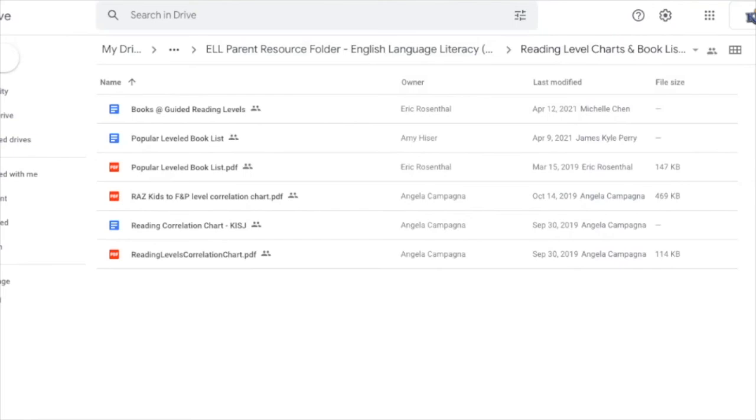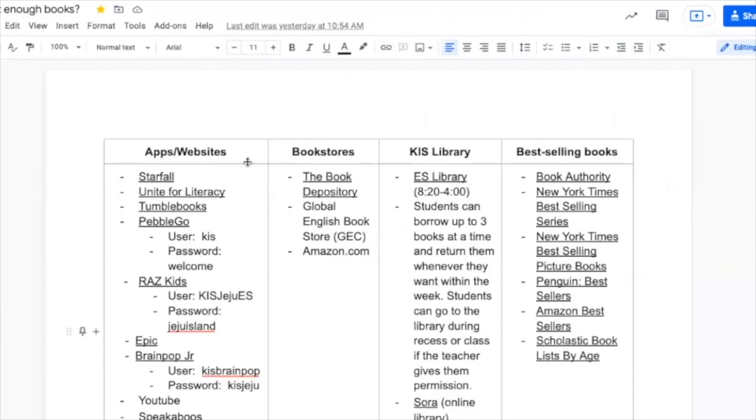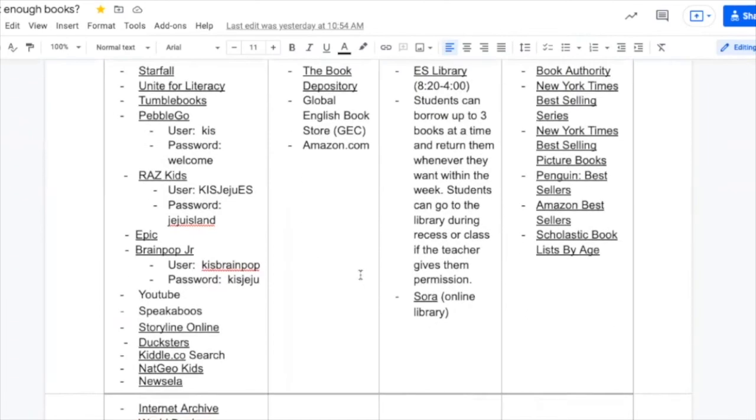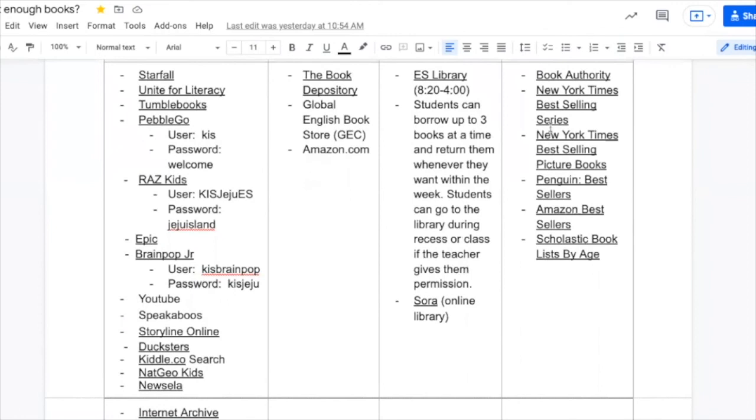And in this one, it's not enough books. It's got a lot of resources with apps, websites, bookstores, information about the KIS library, and a list of best-selling books that are very popular among students.